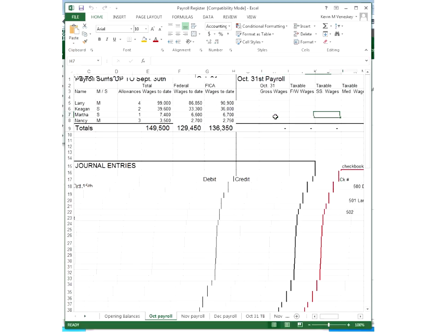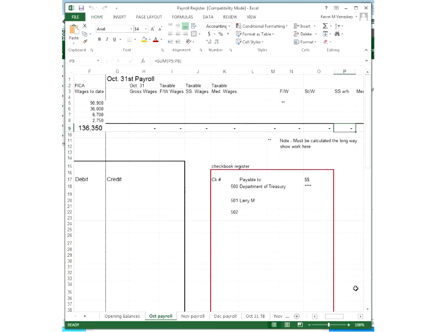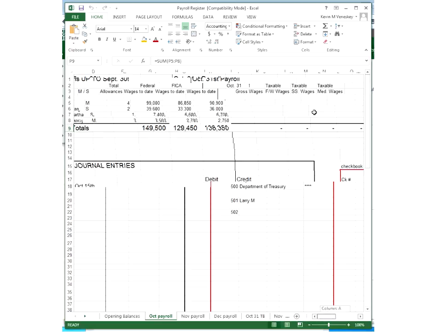And then your FICA wages to date. And then we're going to fill in the rest of it like we normally do, except this is just going to be for the month of October. And we'll go back and use that beginning Word document to fill in all of these amounts.